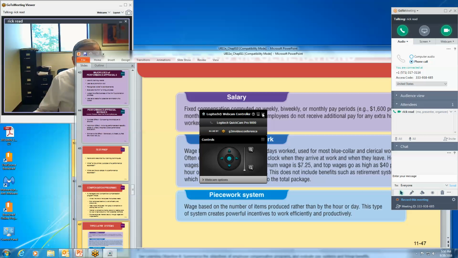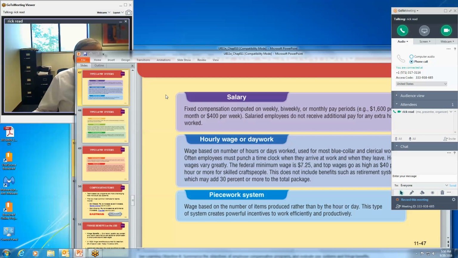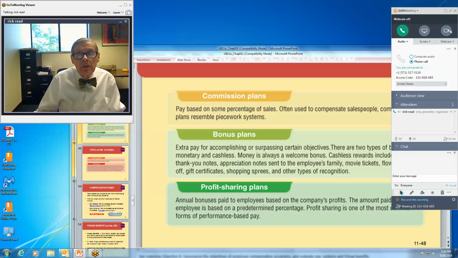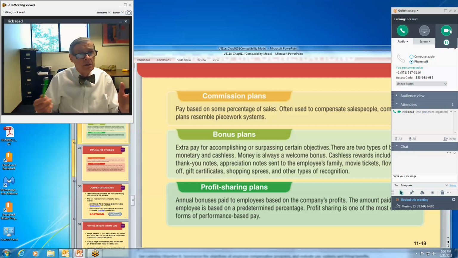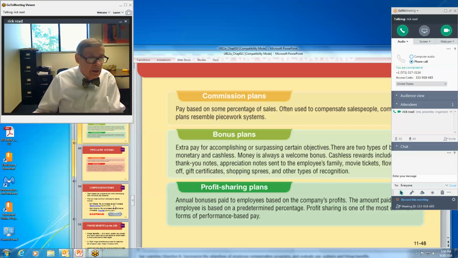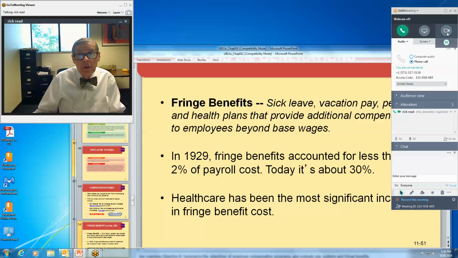And we have compensation by salary, hourly wage or day work, and piecework system. I don't think we need to explain those. I think those are fairly self-explanatory. These are types of pay plans: commission, bonus plans, and then profit sharing plans. Profit sharing plans are usually rolled in with something else. We know that there are fringe benefits, paid time off, sick time, other things like health care, dental care, etc.